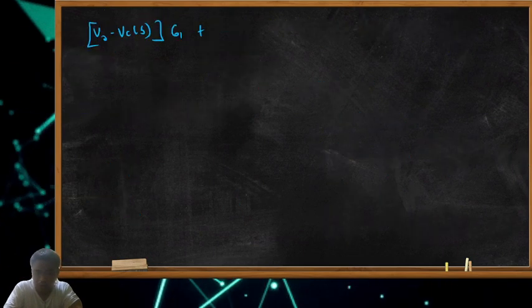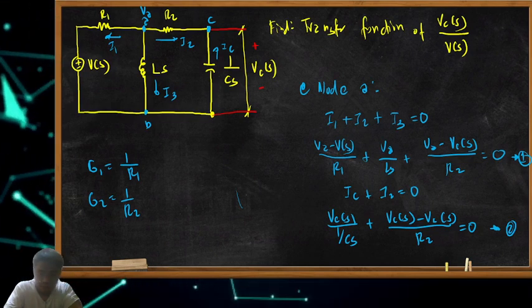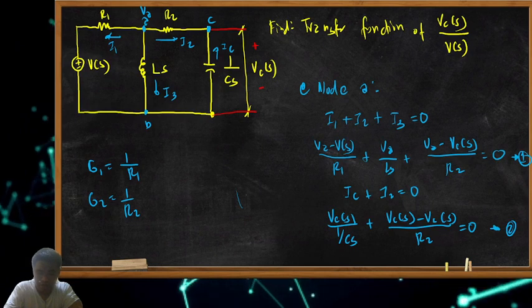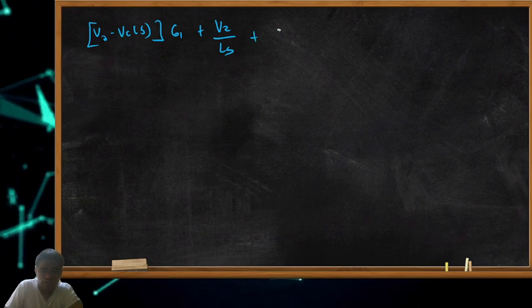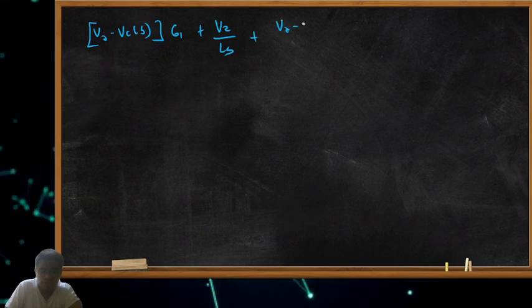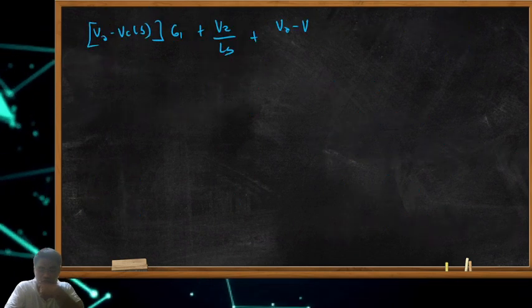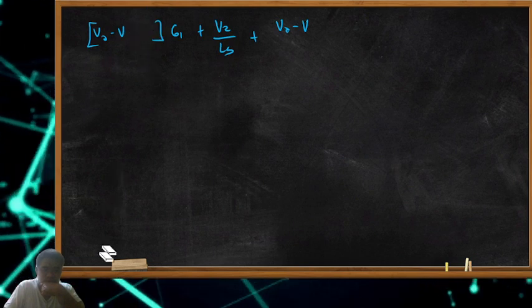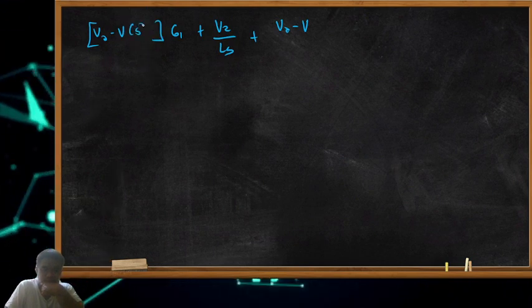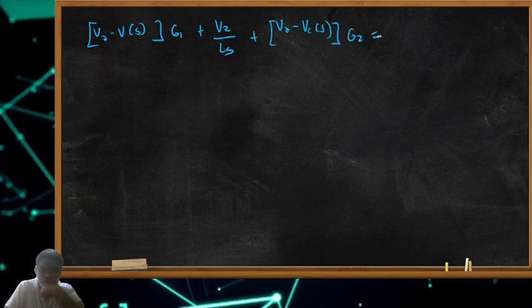Plus VA over Ls, plus VA minus Vc of S times G2 is equal to 0. Just check that one first. This is VS, so this is not VCS but only VS.